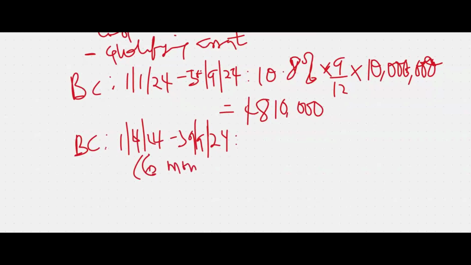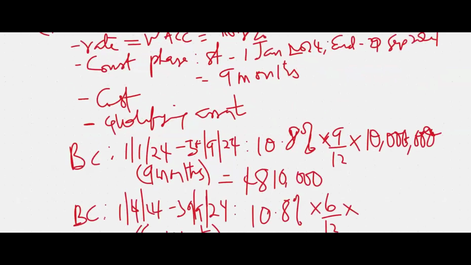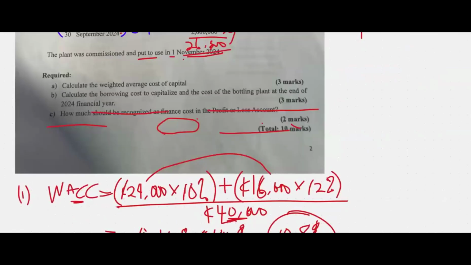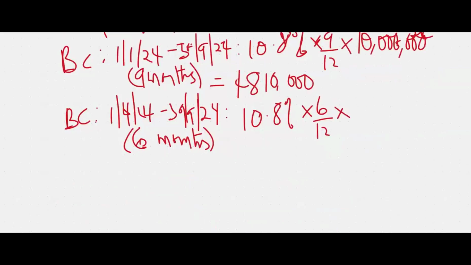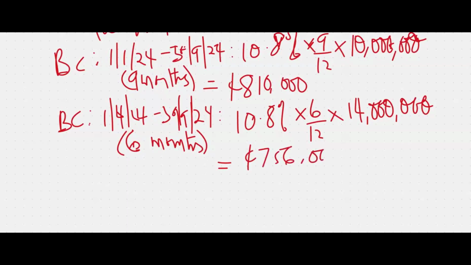So for 6 months, we go with the same formula. 10.8%, which is the rate, times not 9 but 6/12, times how much was paid to the contractor? 14 million. What's the final figure? 756,000 cedis.